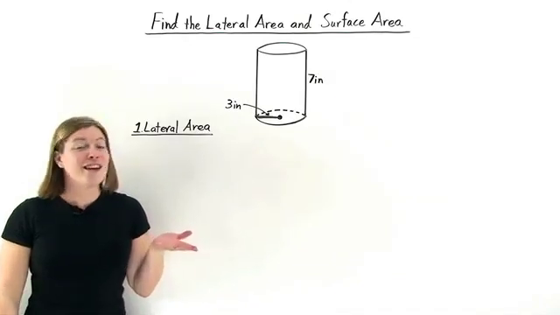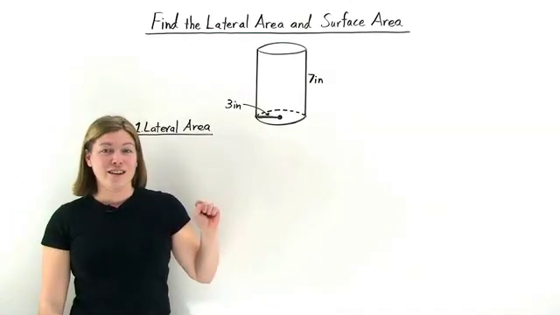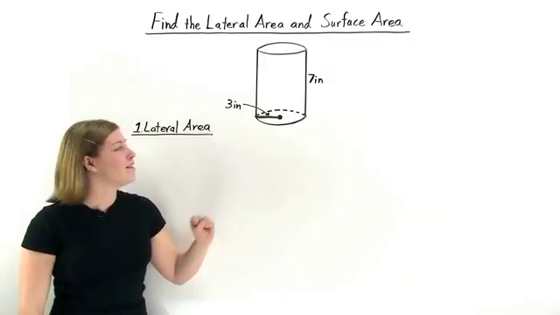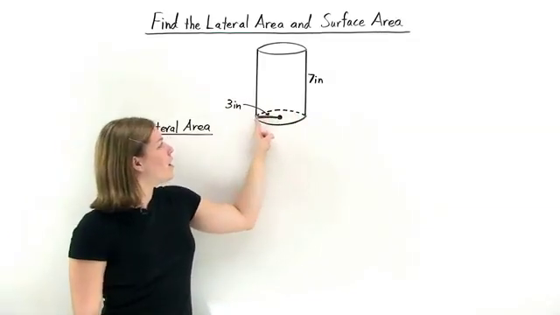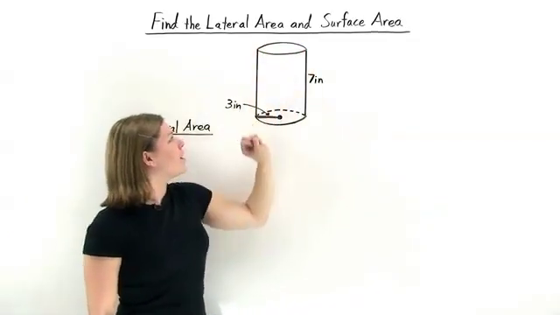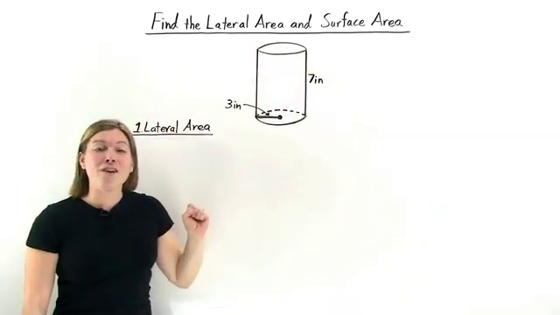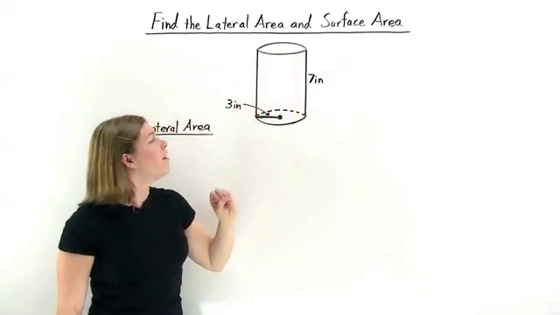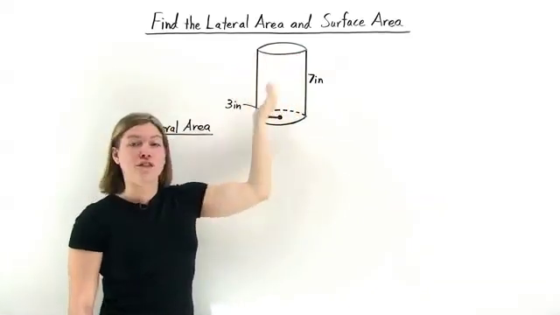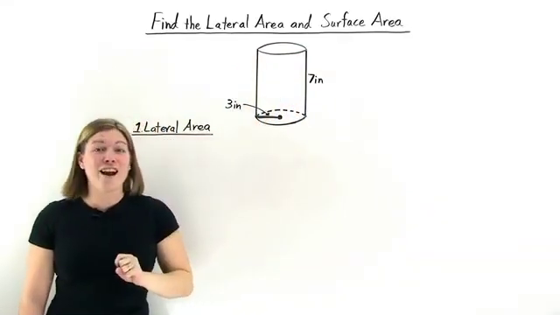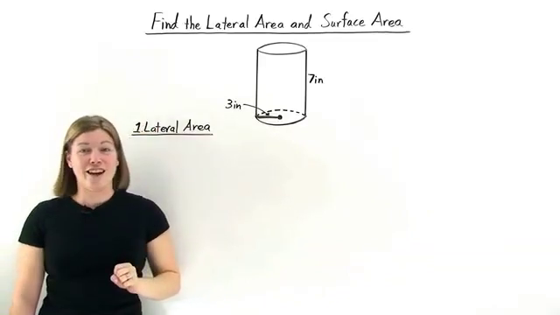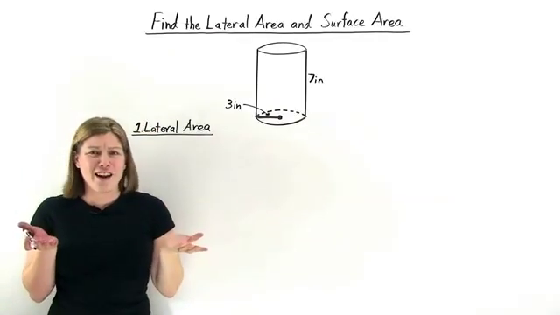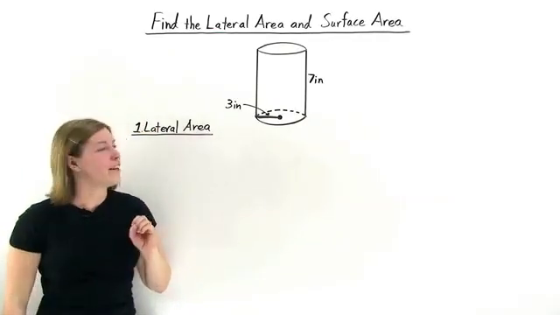To see what this means, take a look at the cylinder. A cylinder has two circular bases. We have a base right here and another base right here. Now the lateral area is the area of the surface that connects the two bases, the area of this curved side. If we can find that area, we will have the lateral area. But how do we find that area? Well, let's think about it.